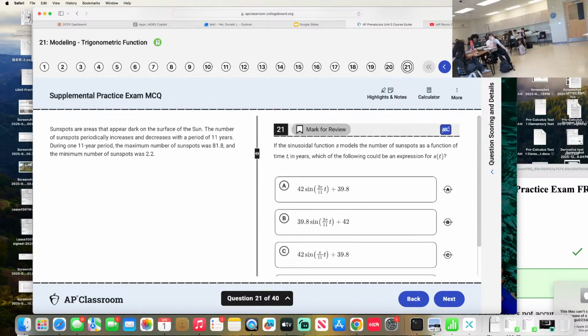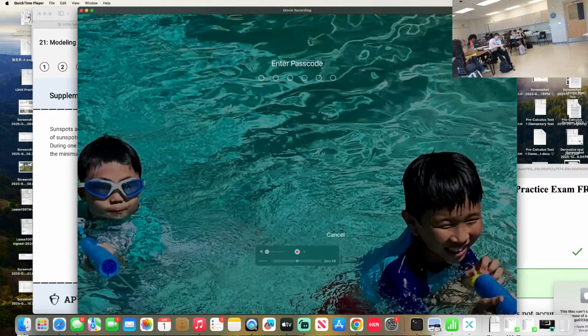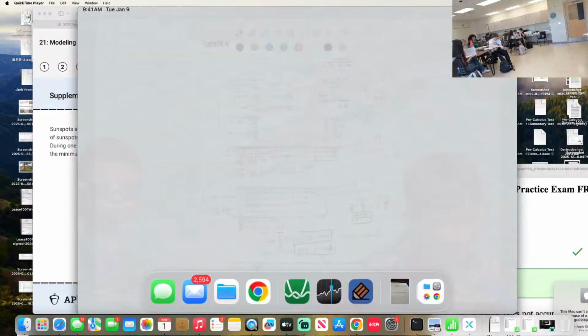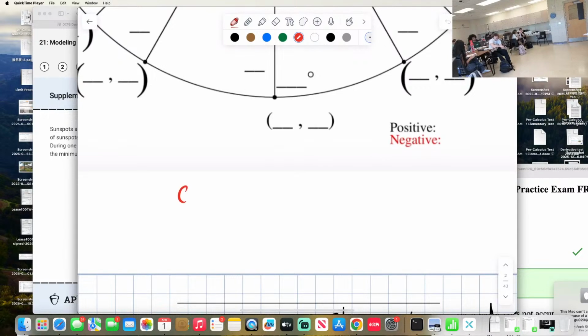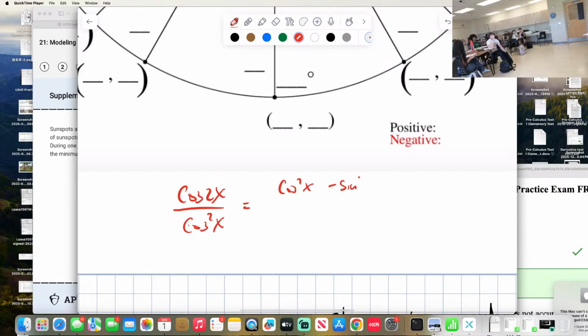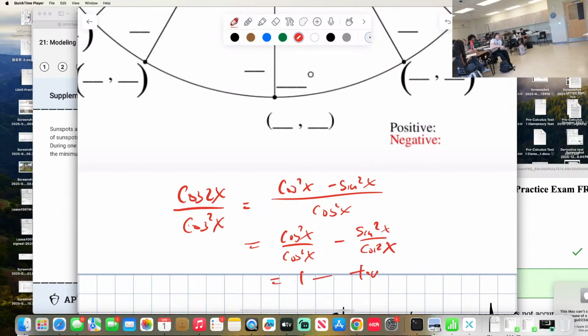You want me to write it out for you? So that's why you need to know your identities. Cosine of 2x over cosine square of x, I think that's the question. This is cosine square of x minus sine square of x over cosine square of x. You can split them, so it'll be cosine square of x over cosine square of x minus sine square of x over cosine square of x. And that's equal to 1 minus tangent square of x. And that was one of the answer choices.